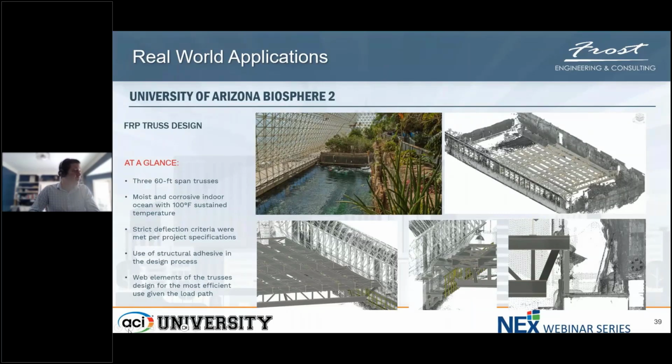As a result, they wanted trusses spanning 60 feet over the indoor ocean there with some UV lights that they could use to better grow the coral. Again, the issue is corrosion resistance here.